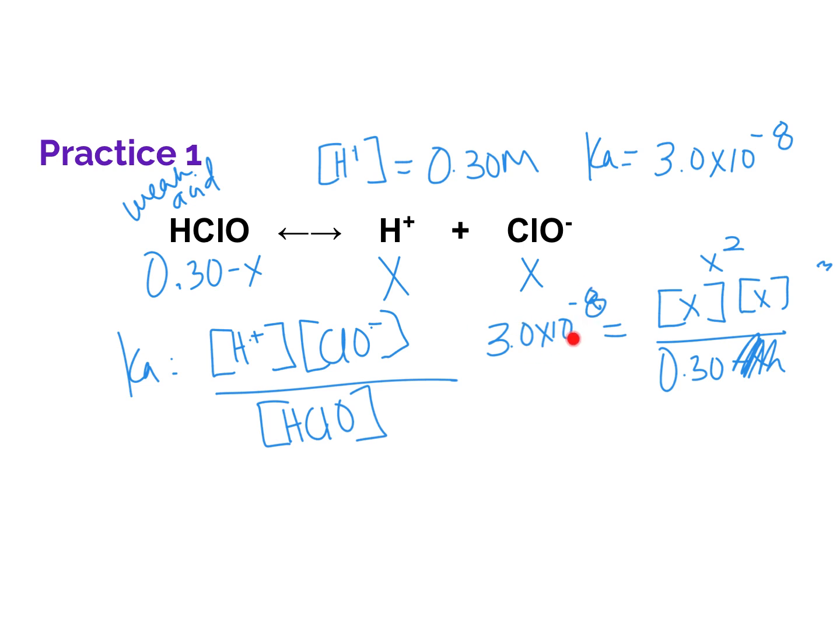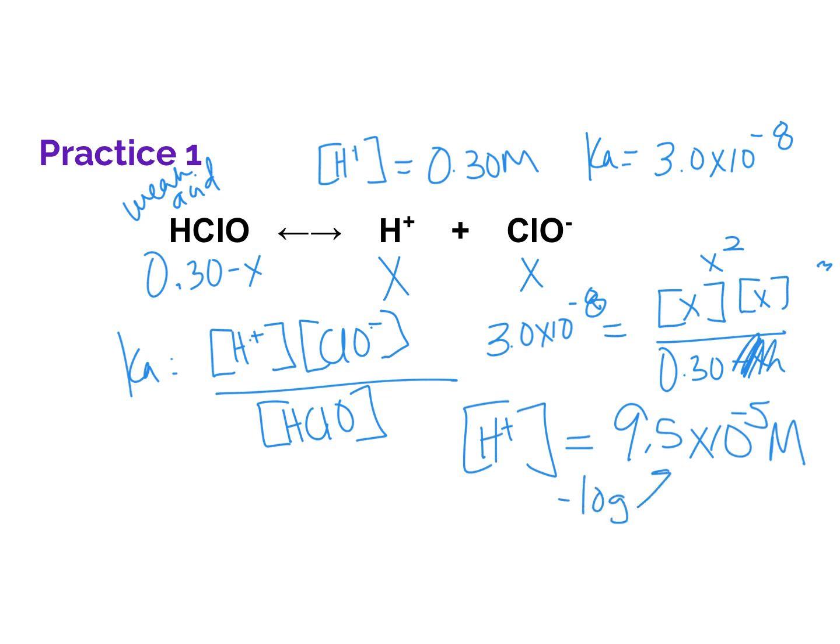We're going to take 3.0 times 10 to the negative 8, multiply it by 0.3, and then square root it. And we should get our H plus concentration to be 9.5 times 10 to the negative 5th. And again, if I wanted to find the pH, it would be negative log of that number, and my pH would be 4.02.